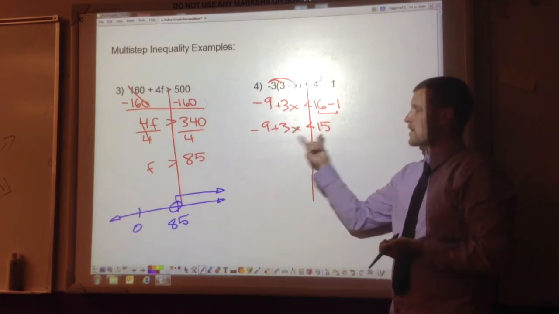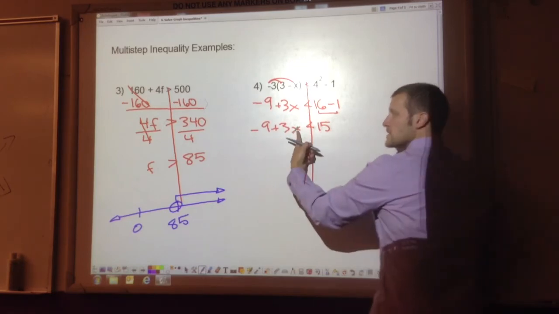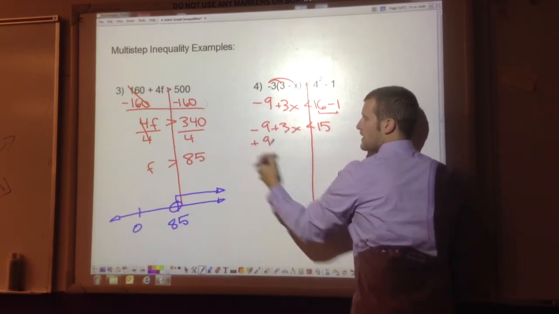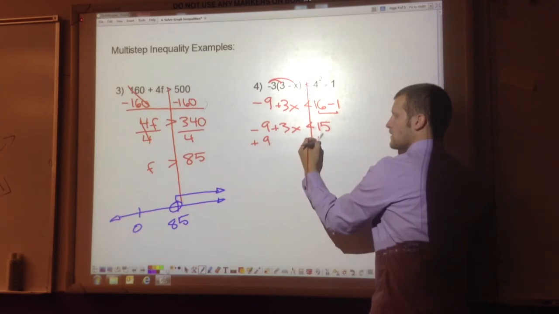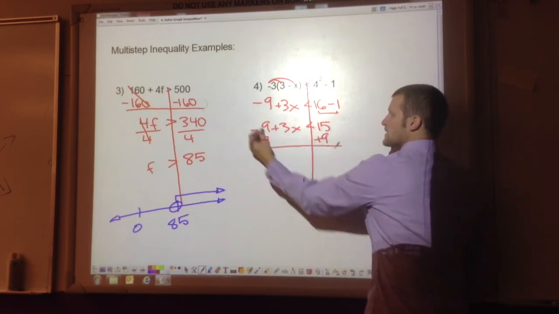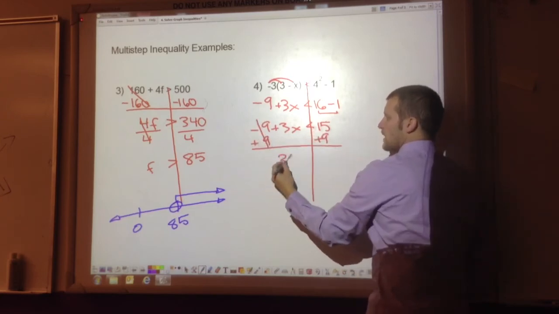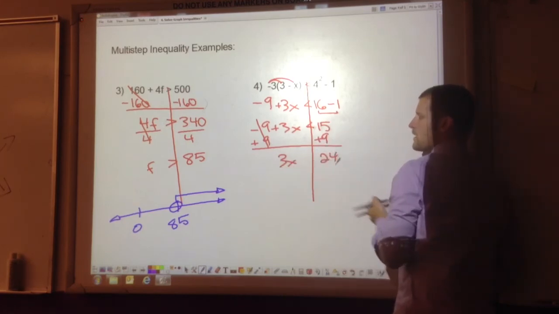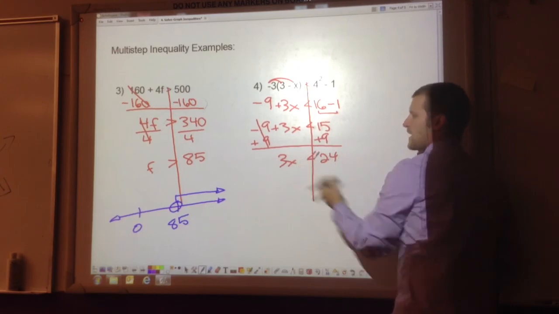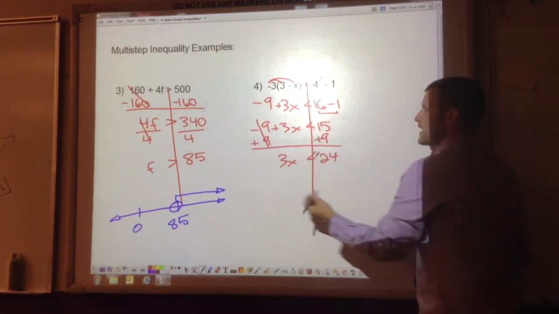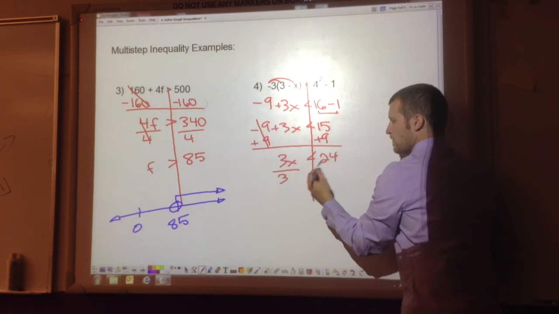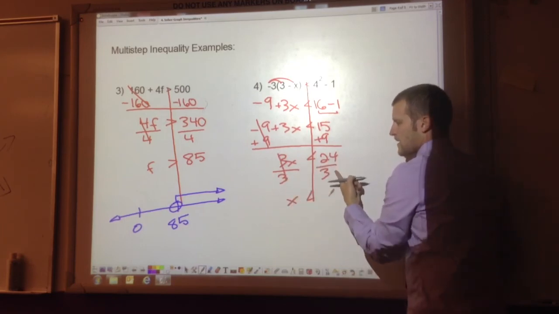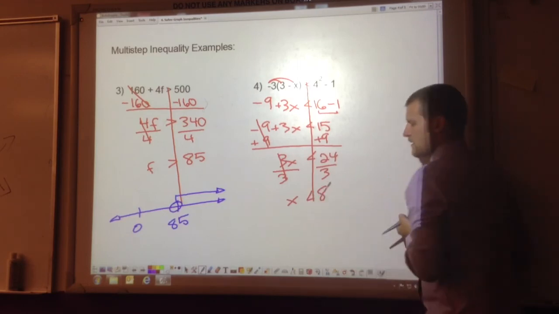So now I'm going to go ahead and begin solving. x is here. I'll have to divide by 3. But first, I'll add 9 to cancel out the negative 9. These cancel. 3x. 15 and 9 make 24. Bring down the sign exactly how it is. Go ahead and divide. x, 24 divided by 3 gives us 8.